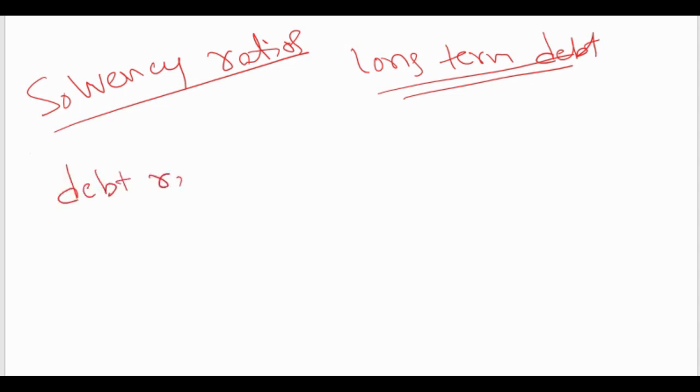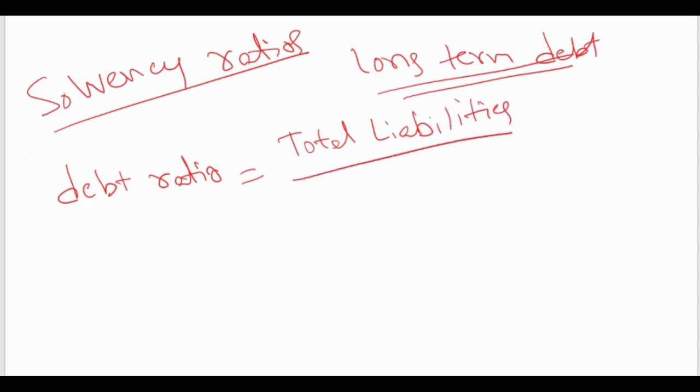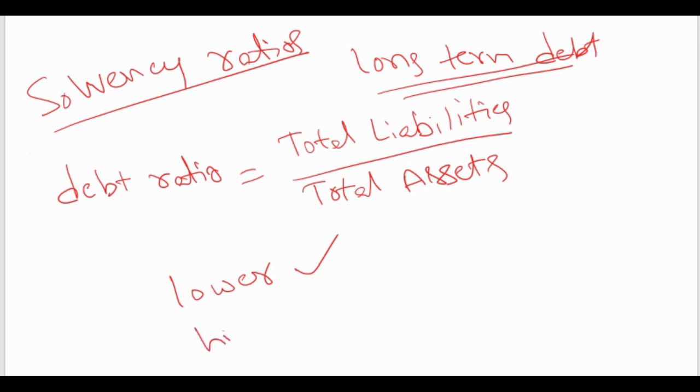Again, what is the formula for this? Debt ratio equal to total liabilities by total assets, right? Total liabilities by total assets. So how much debt is used to finance its assets? If it is lower, it is better. If it is higher, it is risky, right? So it should always be lower.